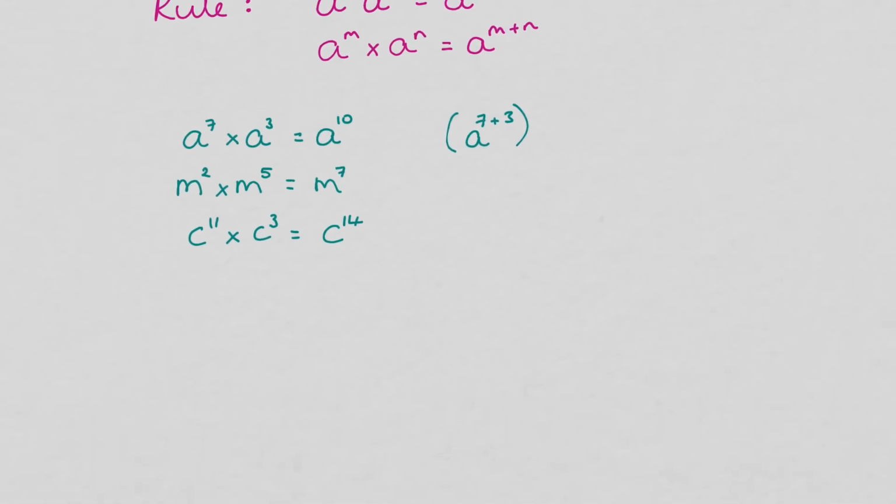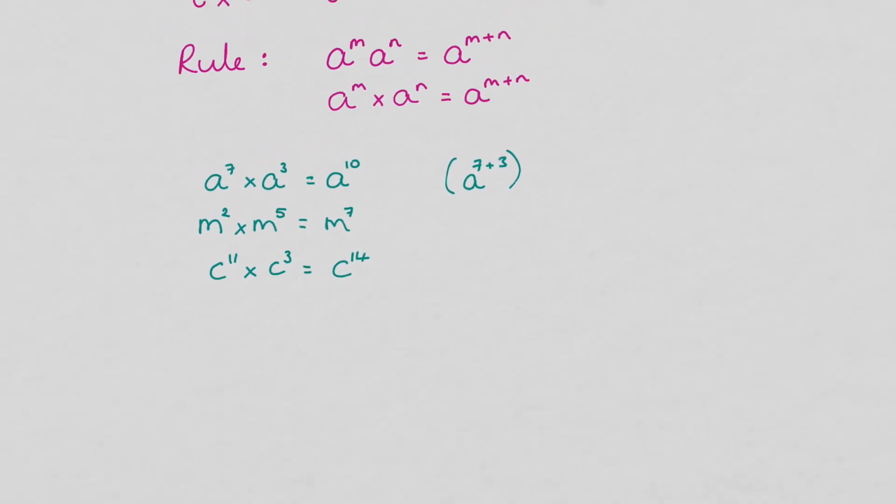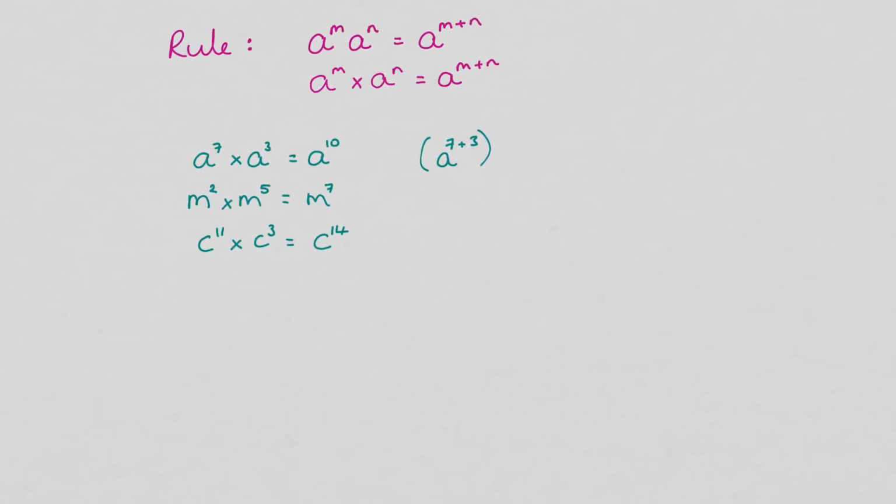Okay, now we can also use this when we've got more than one letter. So if we had a cubed times b squared times a to the power 4 times b to the power 9, then we could write that. If you look at the a's, the powers there are 3 and 4, so 3 add 4 is 7. And then the b's, we've got 2 and 9 for the powers. 2 add 9 is 11. So simplified, that would give you a to the power 7, b to the power 11. And we don't need the multiplication sign in there, remember.